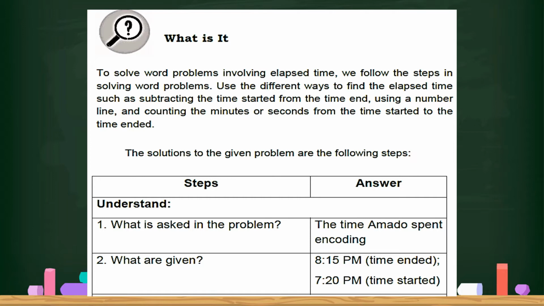Number 1, what is asked in the problem? The answer, the time Amado spent encoding. Number 2, what are given? The answer, 8:15 p.m. It is the time ended. 7:20 p.m. It is the time started.